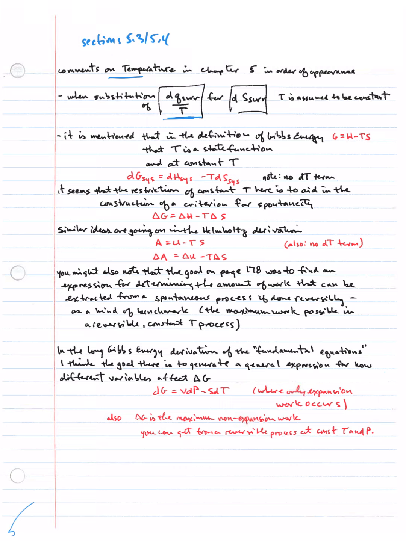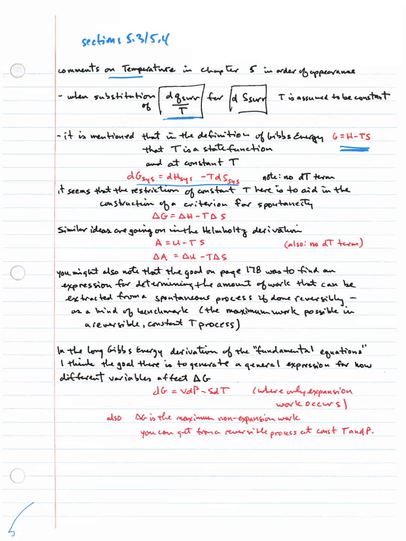Then it's mentioned that in the definition of Gibbs energy, which is a postulated equation, T is a state function. What does a state function mean? Well, it means that you only care about the beginning and the end. And at constant T, the postulated equation turns into this. You'll notice there's no dT term. The assumption is that temperature is constant.